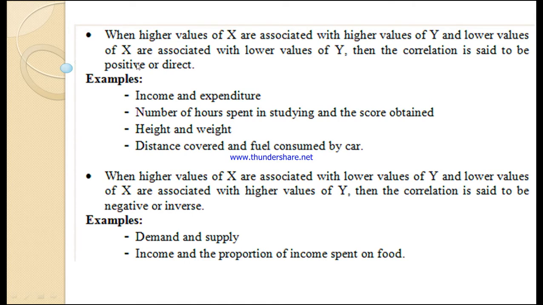For example, income and expenditure have a positive or direct correlation. The same is true for the number of hours students spend studying and the scores that they obtain in the exam. At the same time, height and weight also have a positive or direct relationship, and the distance covered and the fuel consumed by a car are also determined to have a positive or direct relationship.